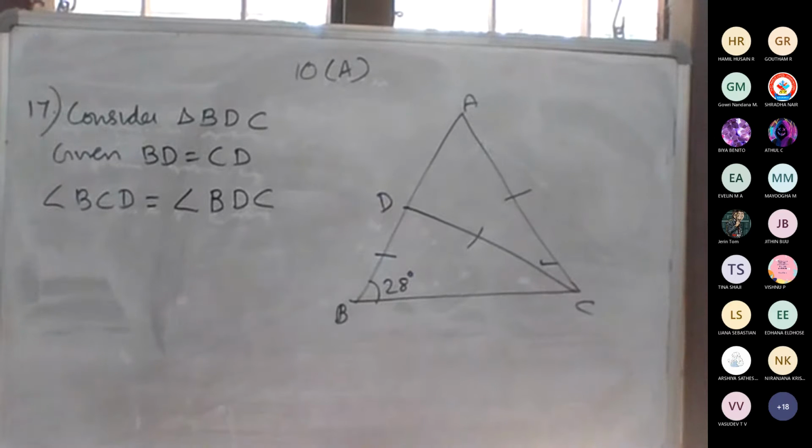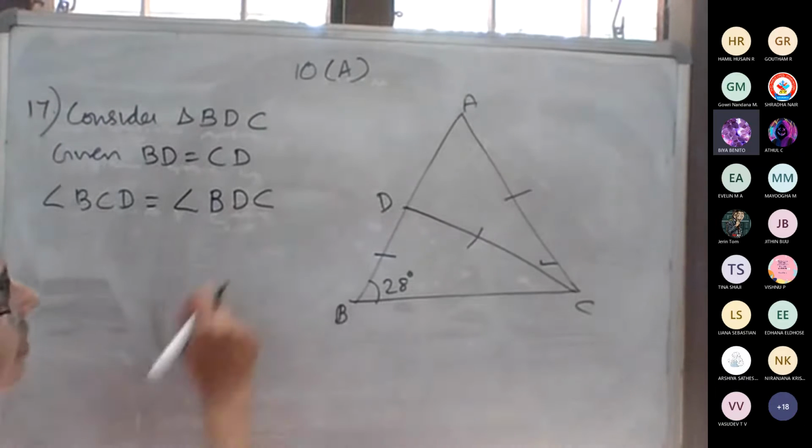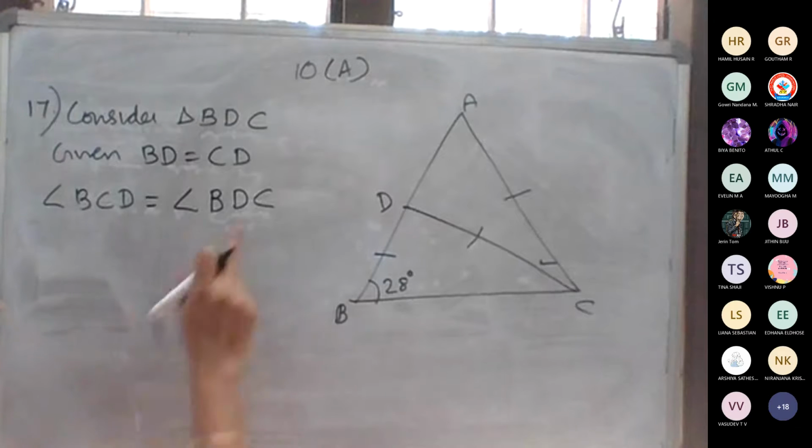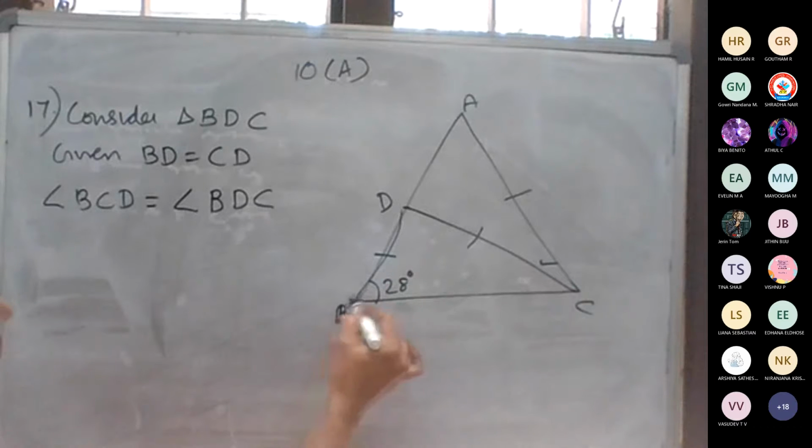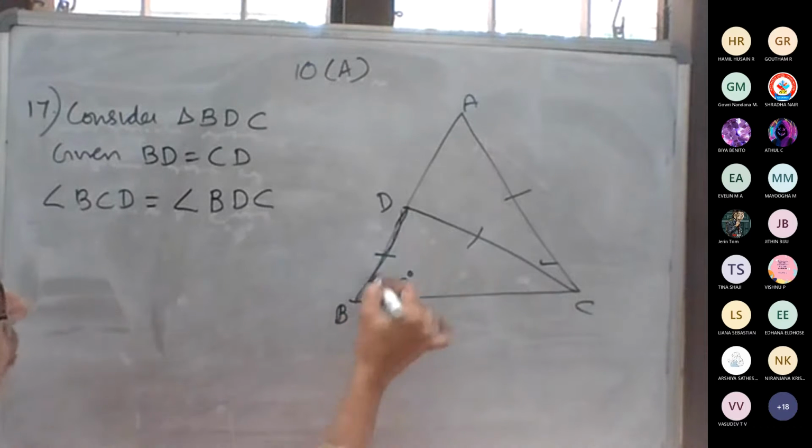Is what I wrote correct or wrong? Angle BDC, is it correct or wrong? Look at BD, the BD side. The opposite of that is BCD. Okay, this is okay.